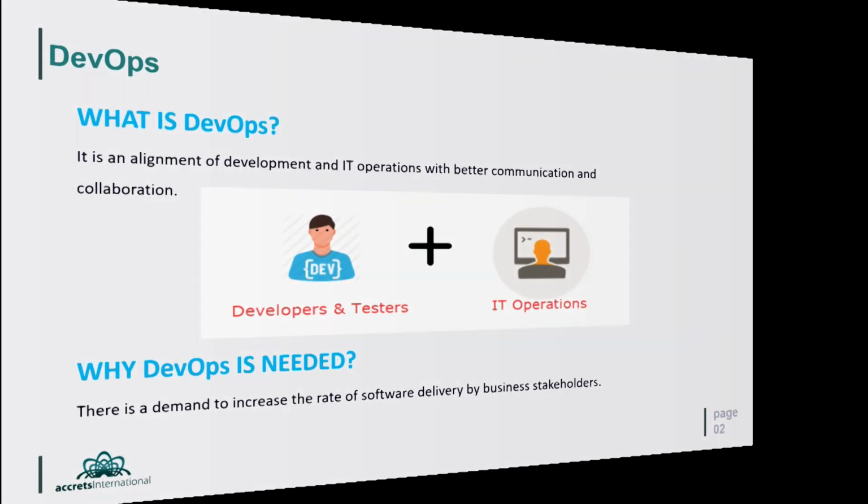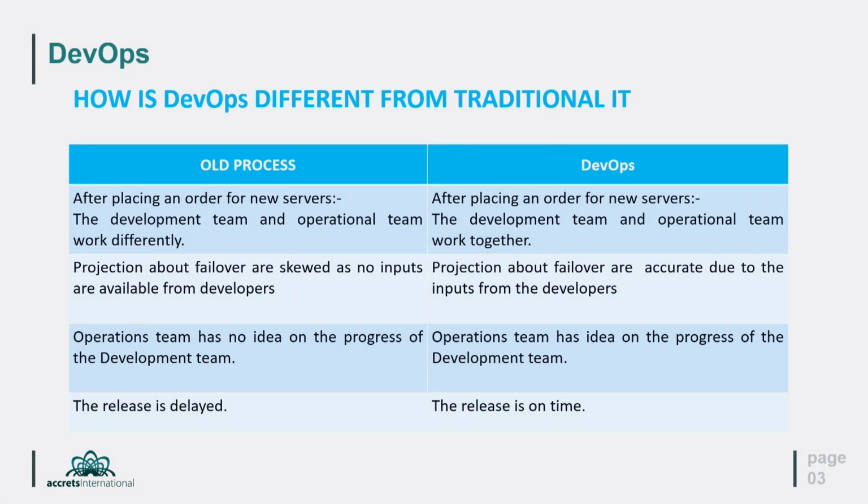Now, let us compare DevOps with traditional IT. For instance, let's assume that an application is scheduled to go live in 2 weeks and its coding is 80% done. The application is being freshly launched and the process of buying the servers has been started. Now, what happens in the old process after placing an order for new servers? The development team and the operation team are working separately. So the development team works on testing and the operations team works on the extensive paperwork required in enterprises to deploy the infrastructure.